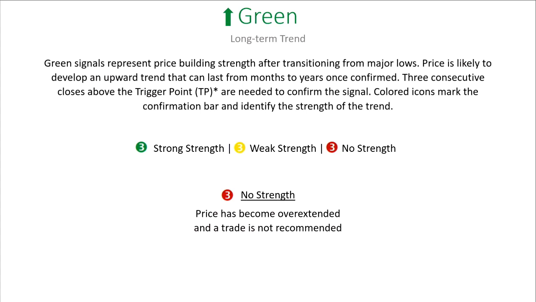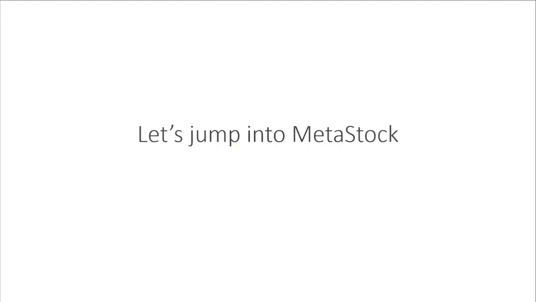And red is no strength at all. This is going to let us know that the price has become overextended and the trade is not recommended. Now, it's very simple to remember these color codes. It's the same thing as a stoplight. You've got green for go, you've got yellow for caution, and red for stop. So we use the 3 colors that represent that.